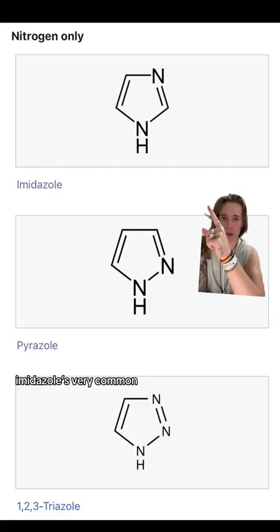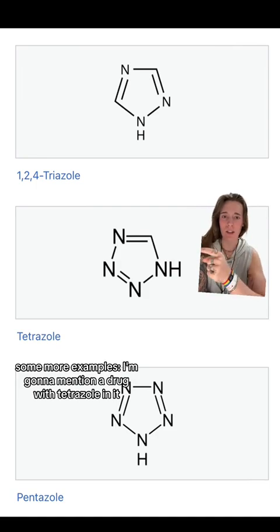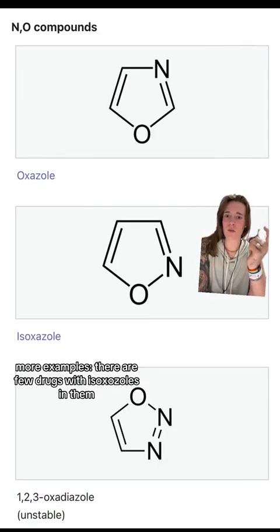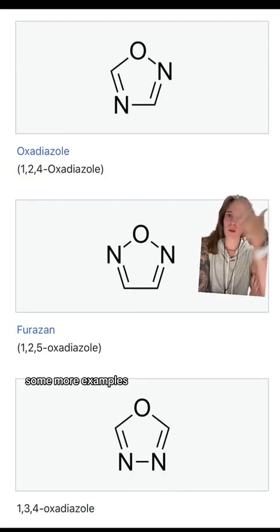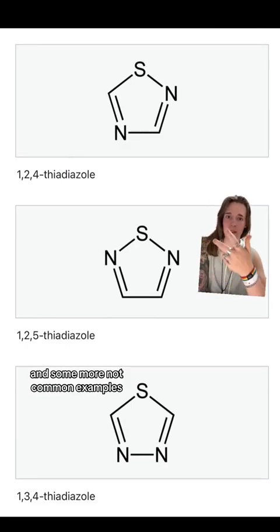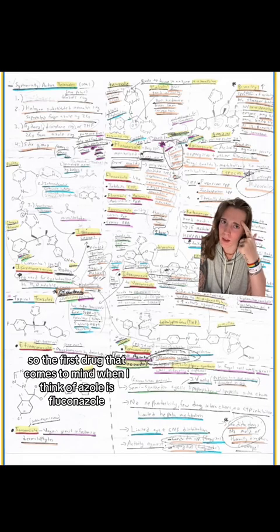Imidazole is very common. Some more examples, I'm going to mention a drug with tetrazole in it. More examples, there are a few drugs with isoxazoles in them. Some more examples, and then some more not common examples. So the first drug that comes to mind when I think of azole is fluconazole. Fluconazole has a triazole ring.